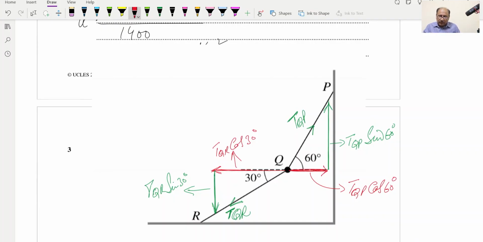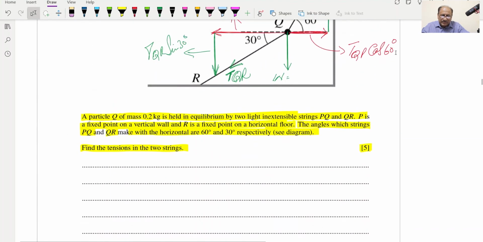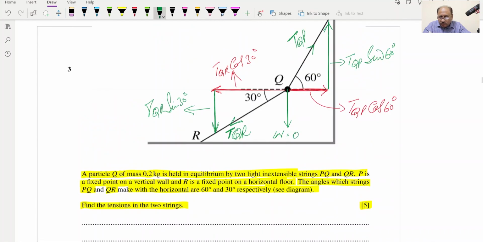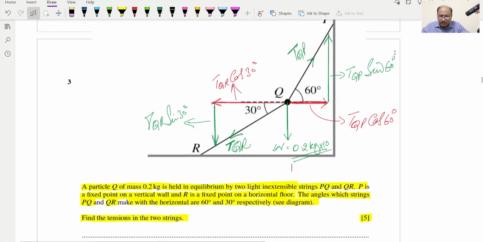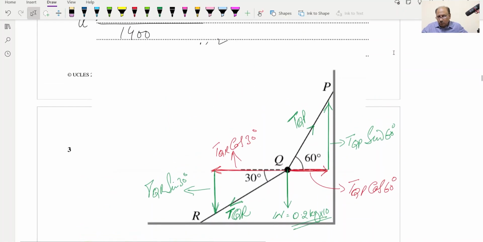Now this ball or whatever object is having weight also, and that weight is having only the vertical component, so it's acting vertically downward. So we can draw a downward arrow like this, and it will be W, equal to 0.2 kg multiplied by 10, since the mass is 0.2. So this will be weight acting downward. This is the drawing which we have enlarged and shown properly.